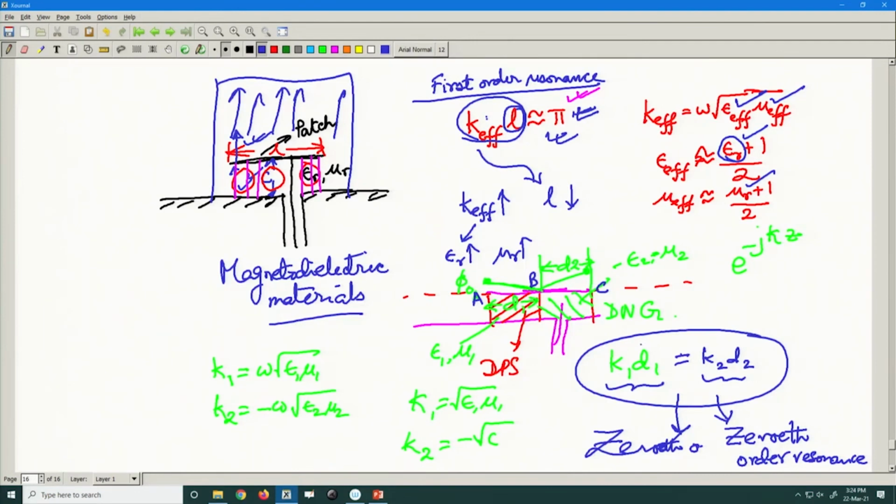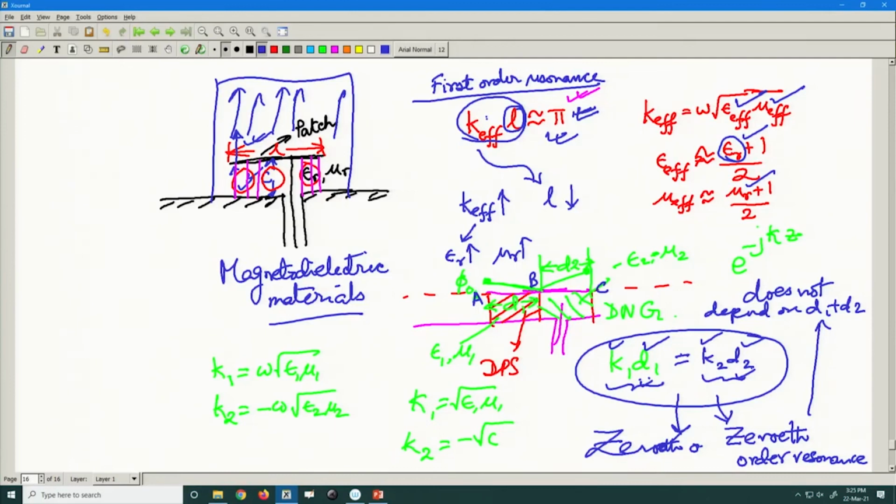The 0th order resonance does not depend on d 1 plus d 2. It instead depends on the ratio between d 1 and d 2. Then that means that we can achieve a resonance by choosing particular values of K 1 and K 2 which satisfy this relationship, and establish a resonance in an arbitrarily small sized patch.